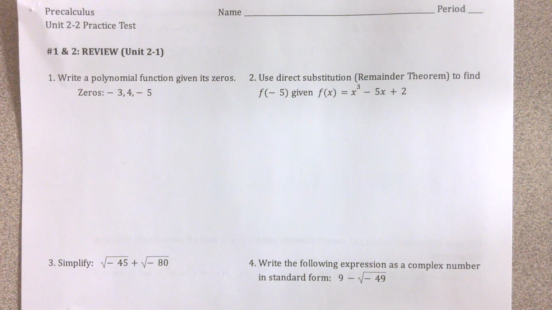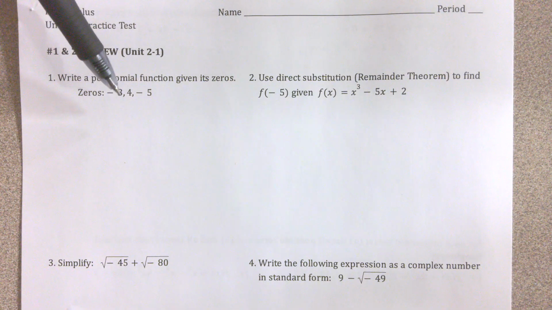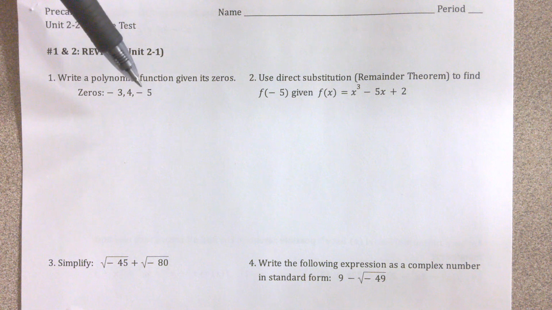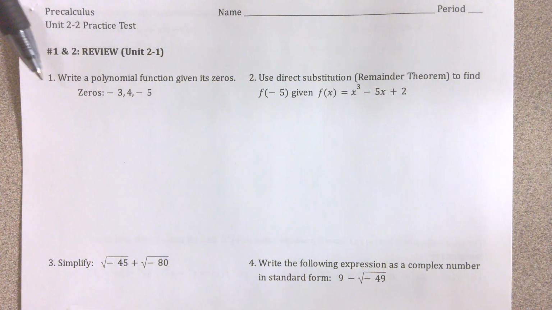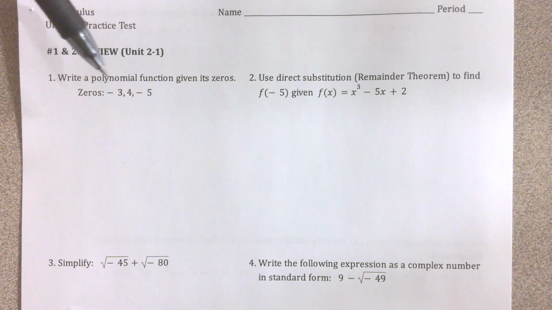Number 1. Write a polynomial function given its zeros, and our zeros are -3, 4, and -5. This actually comes from Unit 2-1, so I just wanted to mark it as such in case anyone goes through their 2-2 notes and they can't find notes on this type of problem. It's actually an old problem.